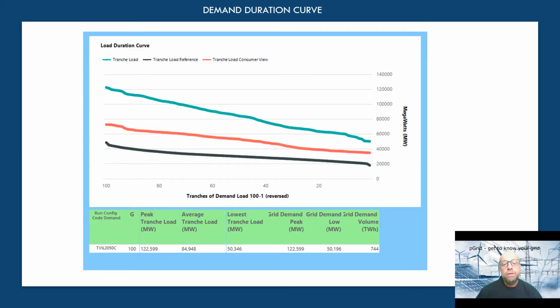pGrid needs demand data. As I said, we created this demand data within pGrid. pGrid likes references, so this black line is the reference. This is the 2019 data set that was the actual demand duration curve for 2019. So on the left hand edge we have the highest level of demand, the 100th centile, and on the right hand end we have the lowest level of demand, the first tranche. The red line is what Fez told us the consumer view would be, created by pGrid, but at the right level of load.